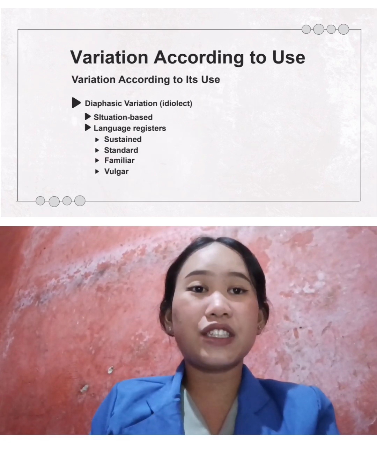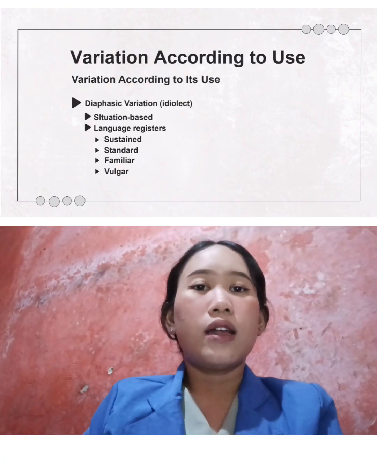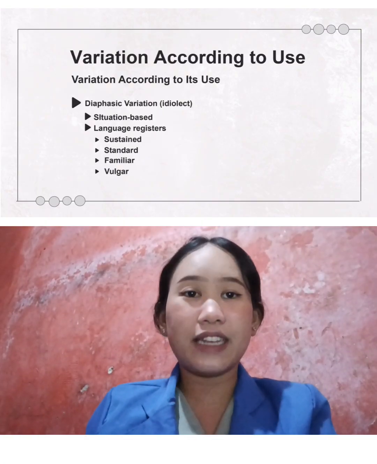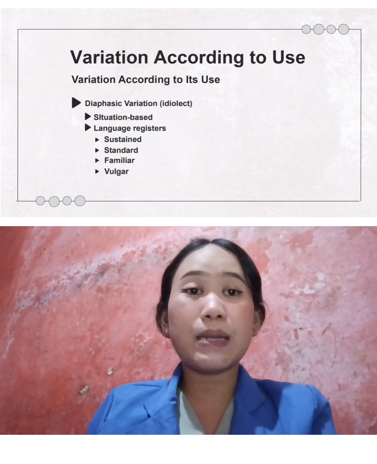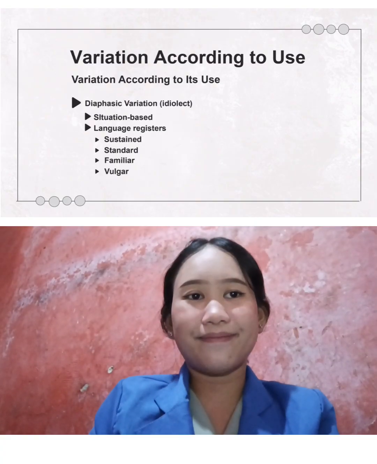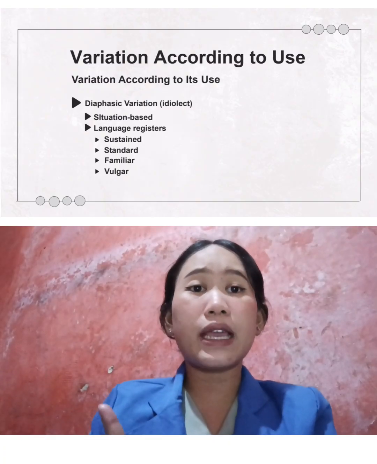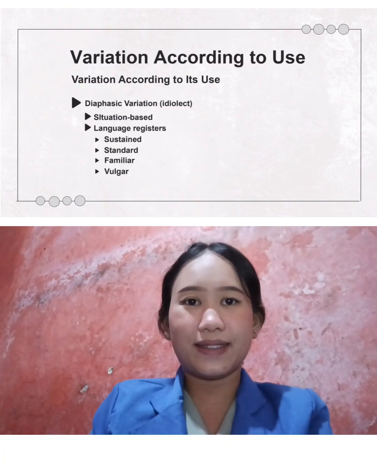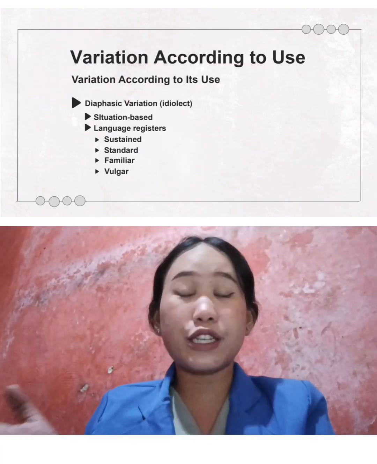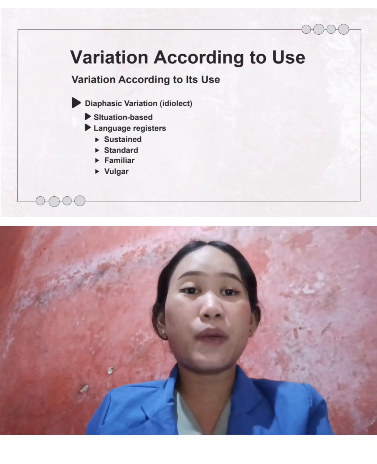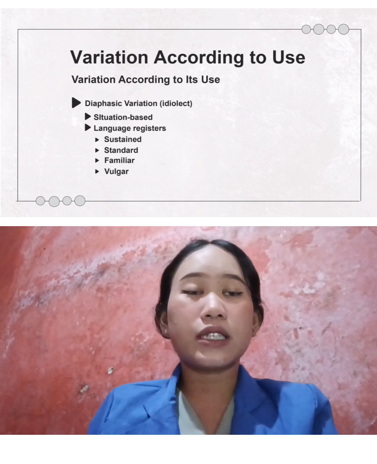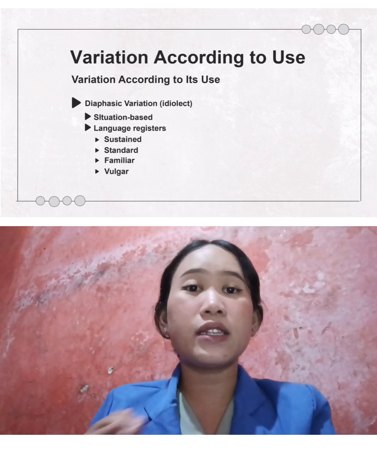Next slide is variation according to use. Variation according to use is also known as diaphasic variation. This type of variation depends on the situation or context in which language is used. Speakers don't speak in the same way in all situations. For example, the way someone speaks in a classroom presentation is different from how they speak with close friends. According to Mirahu, this variation results in different language registers.